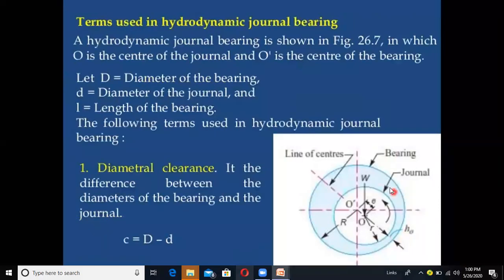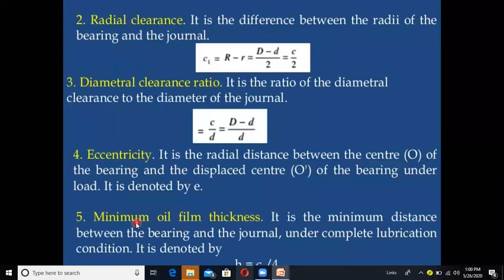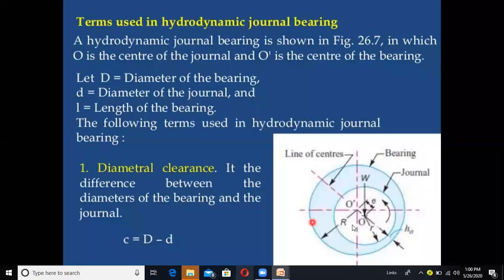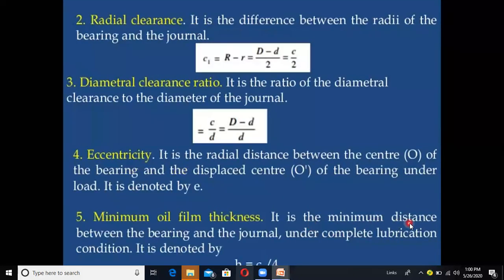If you see this figure, here there is a large distance between the bearing and the journal. If you come to this point, there is a small distance between the journal and the bearing. So where there is a minimum distance between the journal and the bearing, this distance we call the minimum oil film thickness.